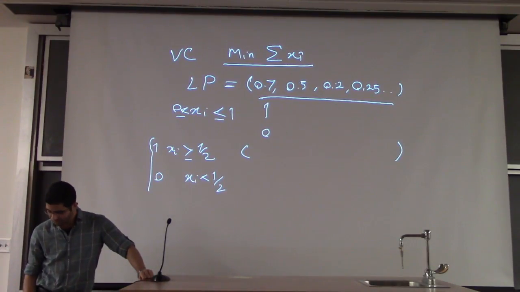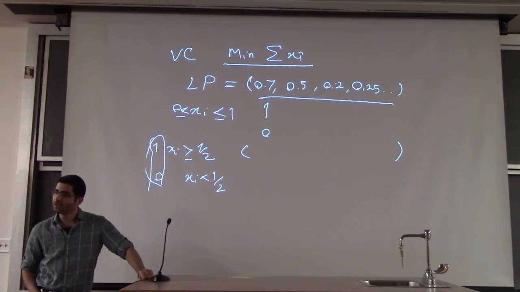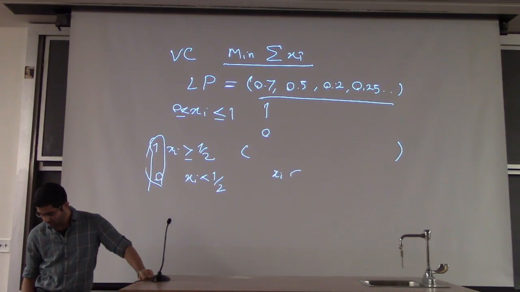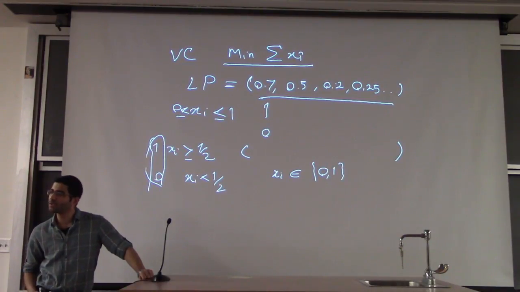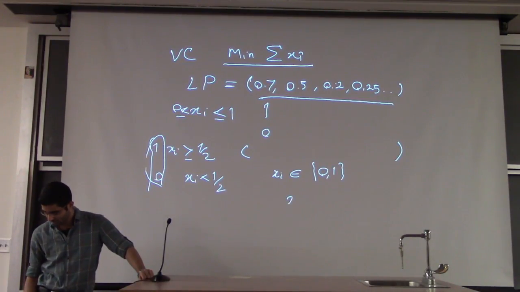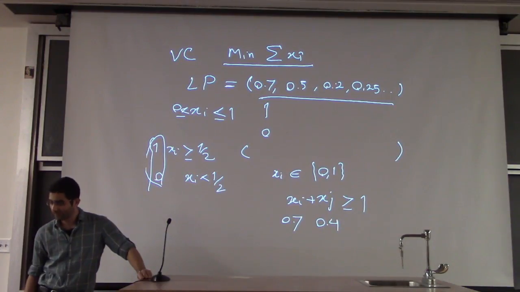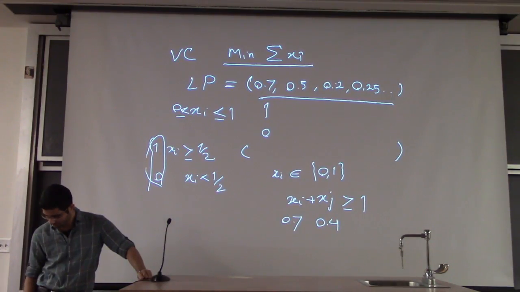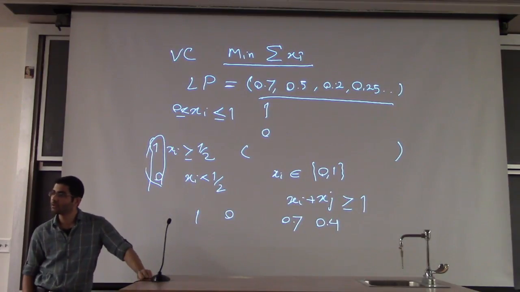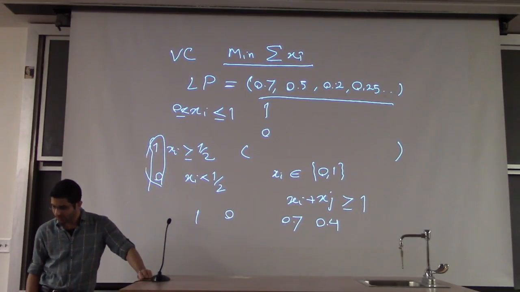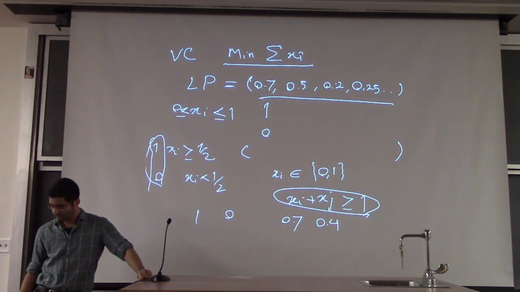As you remember, this is our integrality constraint. So we know each value should be either 0 or 1. But we have another constraint: xi plus xj greater than or equal to 1. So we have 0.7 here, and we have 0.4 here. We have replaced this with 1, and this with 0, right? Why does this work? We still want to satisfy all the constraints. Does that always work?